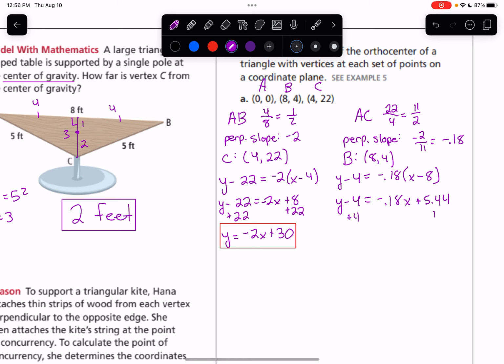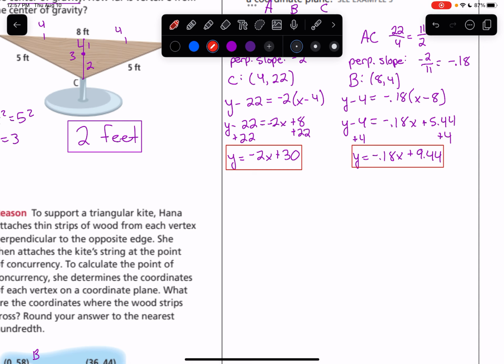Add 4 to both sides. Y equals negative 0.18x plus 9.44. So then we will say this is the equation of our second altitude. And once we find the equations of those altitudes, we want to set them equal to one another because we want to find where they cross. So the next thing we've got to do is write negative 2x plus 30 equals negative 0.18x plus 9.44. And then we're going to solve this.